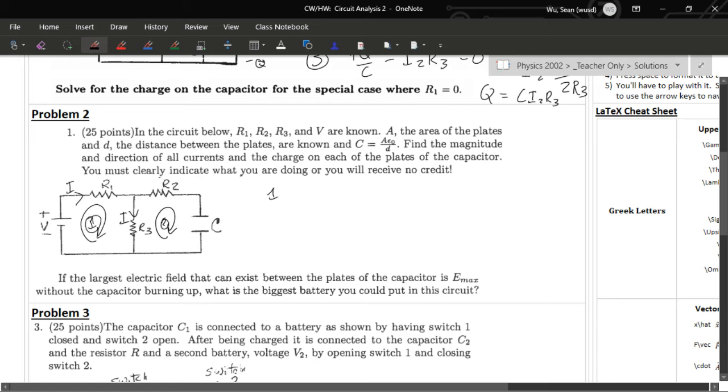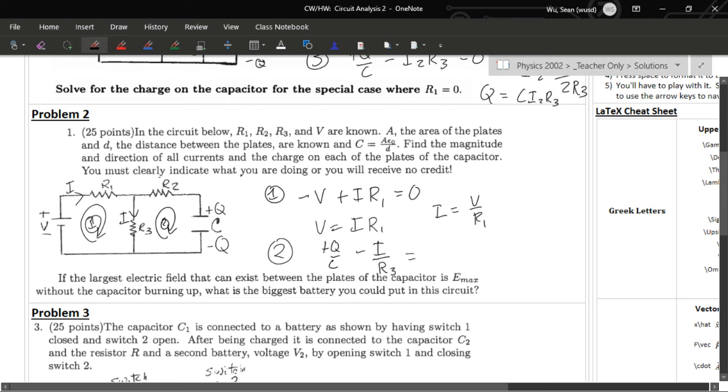So for loop 1, this is going to be minus V plus I R1 is equal to 0. V is going to be equal to I times R1. So I is going to be equal to V divided by R1. For loop 2, we have our charge that we put on a capacitor here. So that's going to be a plus Q and a minus Q. This is going to give us a plus Q divided by C minus I divided by R3 is equal to 0. So we're solving for Q from this one.